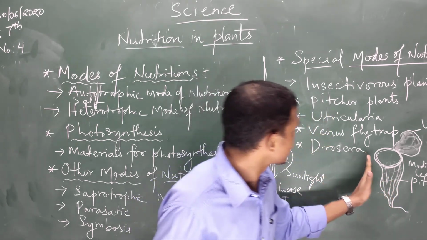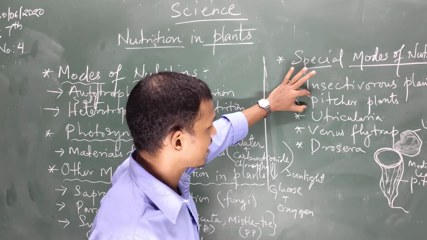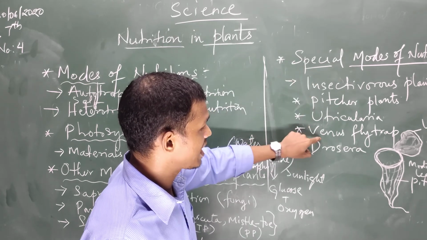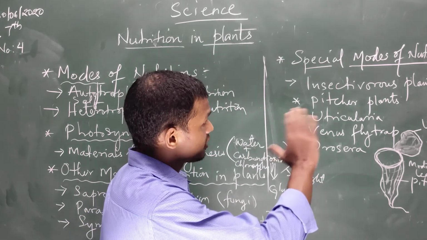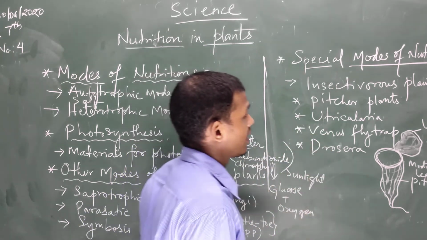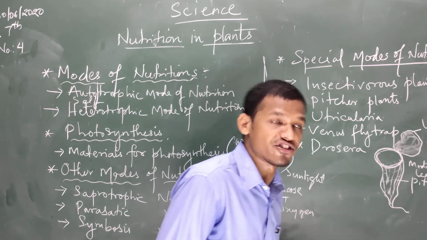There are certain plants similar to the pitcher plant, such as Nepenthes, Venus flytrap, and Drosera. These are examples of insectivorous plants. They feed on some animals or some insects.